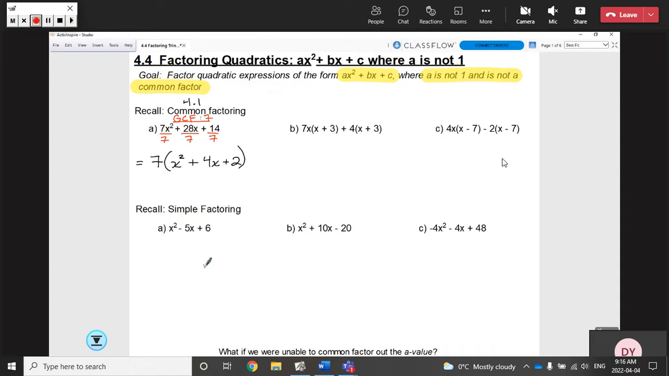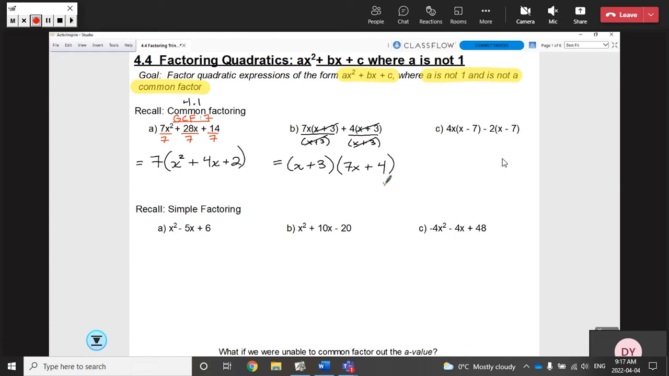Now sometimes the greatest common factor is not just a single term. It could be a binomial, or what we call the brackets. So in this example, notice that each of these terms has an x plus 3 in it. So we're going to common factor out the x plus 3. We can divide this by x plus 3, divide that by x plus 3, and we keep the x plus 3 out front, and we're left with 7x plus 4.